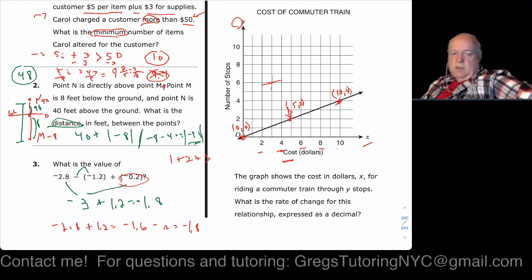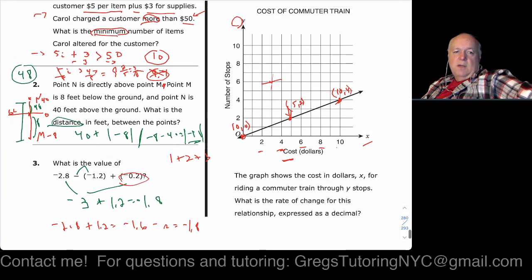All right, so let's actually go to the words. In any event, we have a cost versus the number of stops of a train. So basically, as the number of stops goes up, the price goes up. As the price goes up, the number of stops goes up. That does seem to be a proportional relationship, especially since this is a line and it starts from 0, 0. The 0, 0 is important because it means when you haven't gone anywhere, it shouldn't cost anything. And if it doesn't cost anything, you haven't gone anywhere. So that works out.